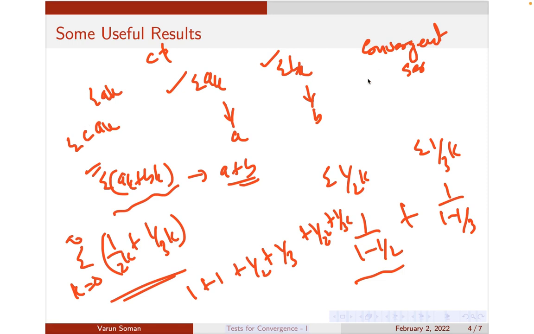And one more thing is, suppose you have a series sigma AK, where k is going from 0 to infinity.